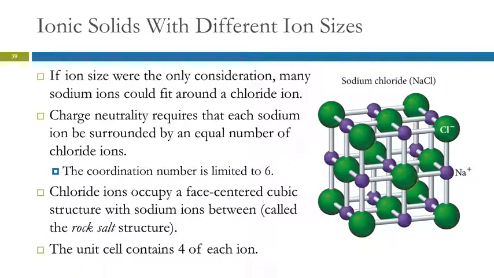The chloride ions are occupying a face-centered cubic structure. So here's part of the unit cell, one face of it, and there's a chloride ion in the middle of it. And here's another face, and there's a chloride. So it's a face-centered cubic. The sodium ions are in between the chloride ions. This is also called a rock salt structure because it's the structure of rock salt. And in the unit cell, you have 4 cations and 4 anions.